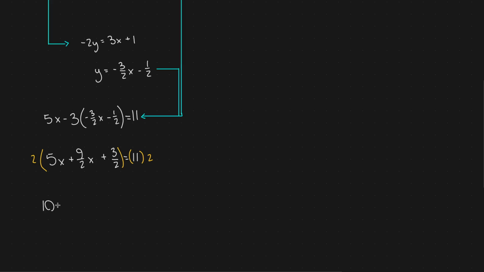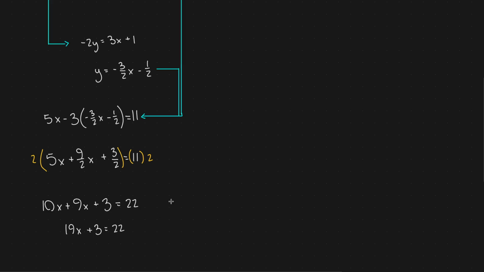That's going to give me 10x, and then when I distribute the 2 to the fractions, the 2 in the denominator will cancel with the 2 that I'm distributing. So 2 times 5x is 10x, 2 times 9/2 x is 9x, and 2 times 3/2 is 3. And on the right-hand side, 2 times 11 is 22. So I have 19x plus 3 equals 22.